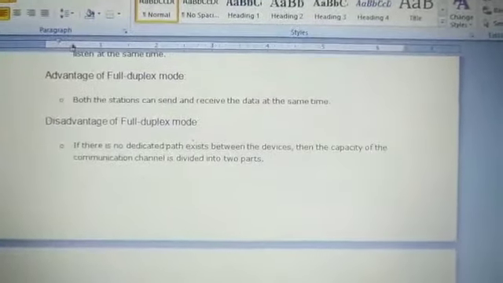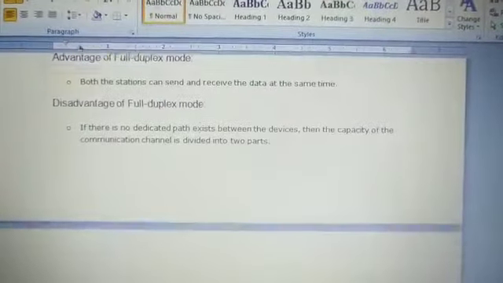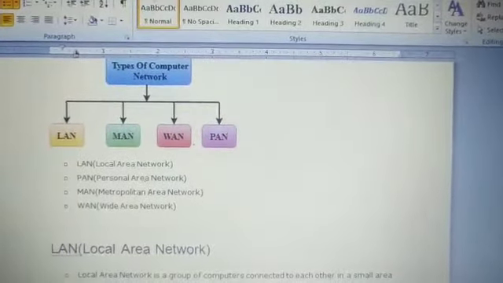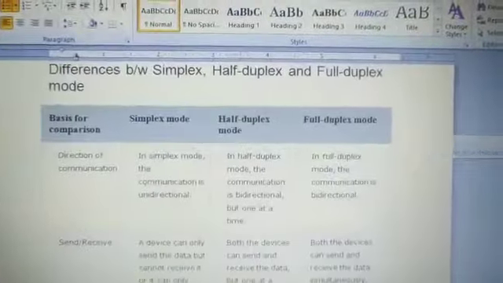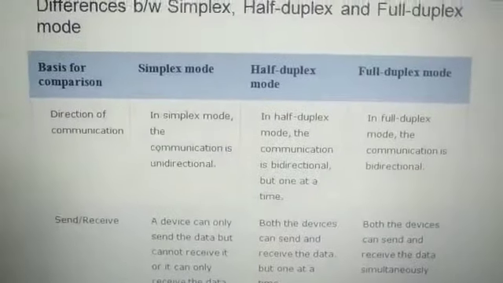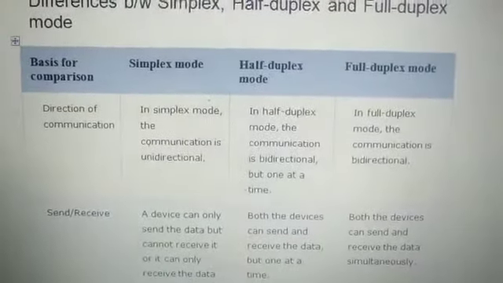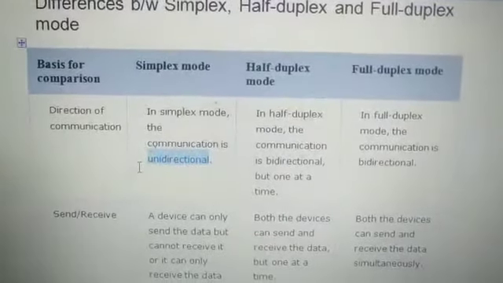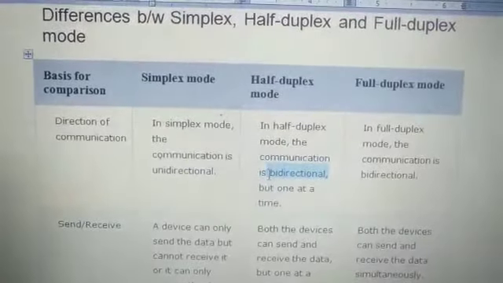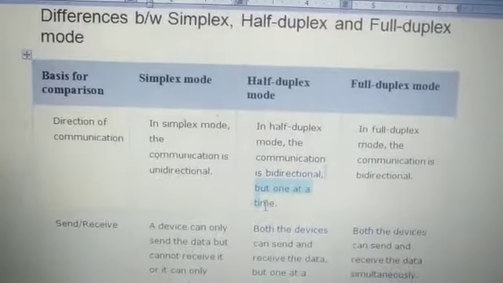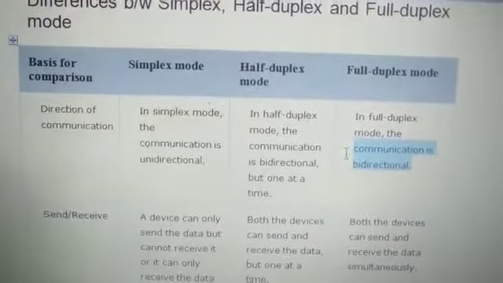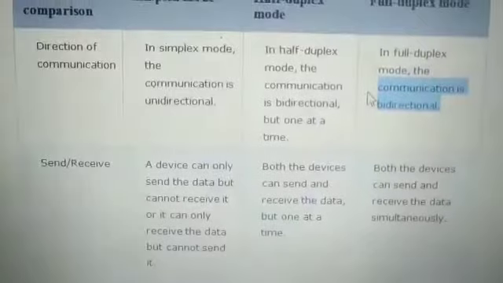Next, we can quickly learn a few points to differentiate between the three modes. First, direction of communication. Simplex mode is unidirectional, meaning one direction. Half duplex mode is bidirectional, but not at the same time. Full duplex is totally bidirectional communication.